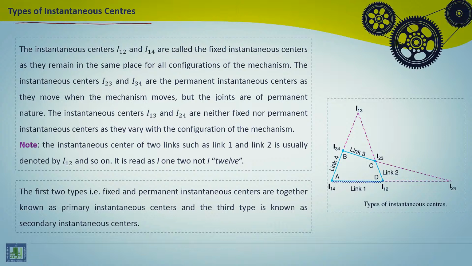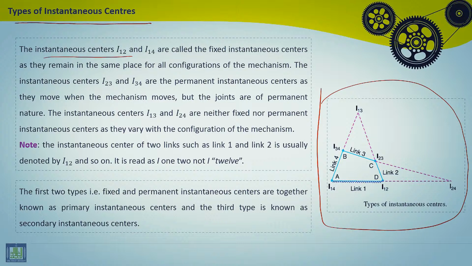So the instantaneous center, if we can see here, for this mechanism called 4-bar mechanisms with link 1, 2, 3, and 4, the instantaneous centers I12 and I14 are called the fixed instantaneous centers as they remain in the same place for all configurations of the mechanism.